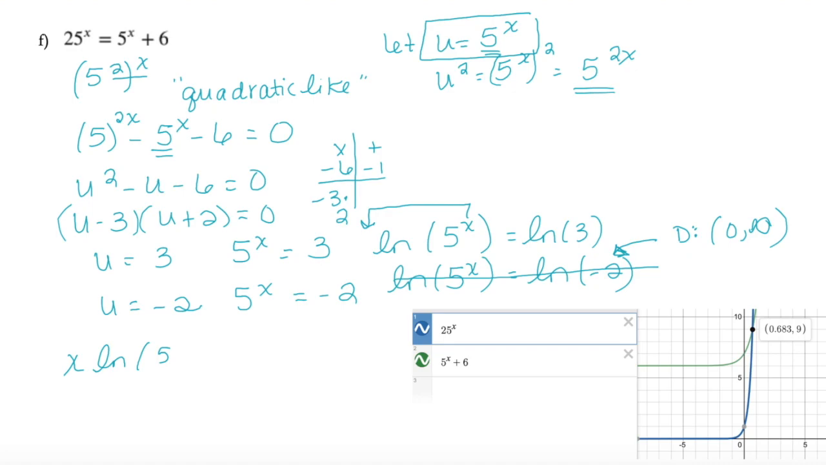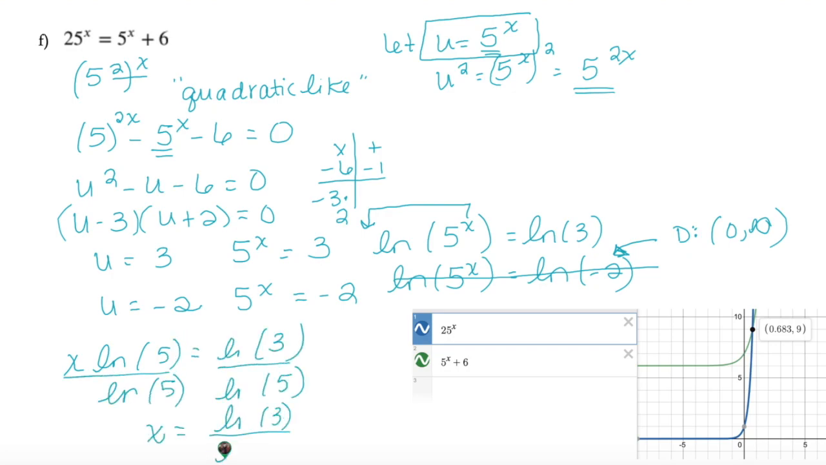So that x is equal to the natural log of 3 over the natural log of 5. When we graph, it will be approximately 0.683. Again, be careful with what My Open Math is asking for. Is it asking for the decimal result, or is it asking for the exact answer, such as what we have here?